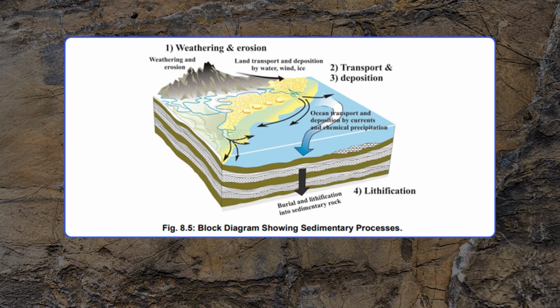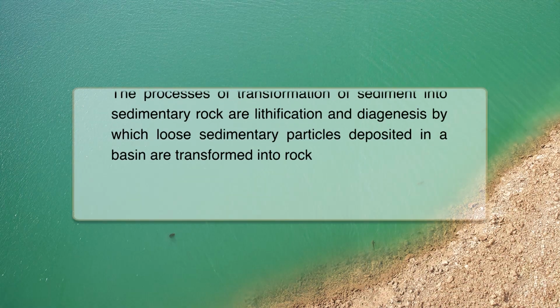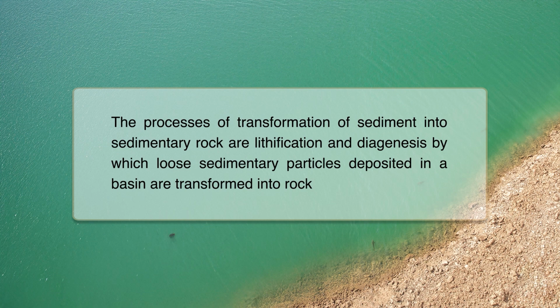This is a block diagram that shows the entire process, right from weathering and erosion to transportation and deposition, and then finally lithification and transformation into a sedimentary rock. The processes of transformation of sediment into sedimentary rocks are lithification and diagenesis, by which loose sedimentary particles deposited in a basin are transformed into a rock. Here we use the term basin. Now, let us understand what basin means.